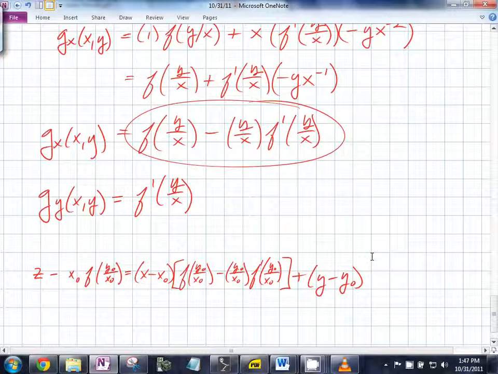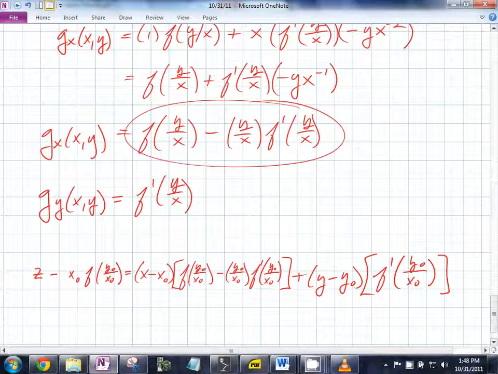Now here's the fun part. We get to rearrange this in such a way that they all equal 0. We want this thing to equal 0, correct? Because what is this question asking? It's asking you to show that all the tangent planes intersect in a common point.